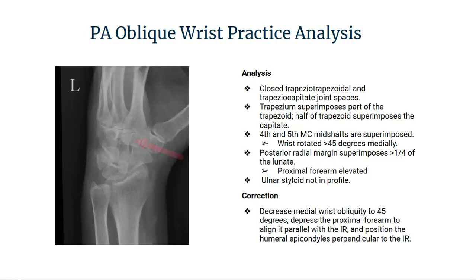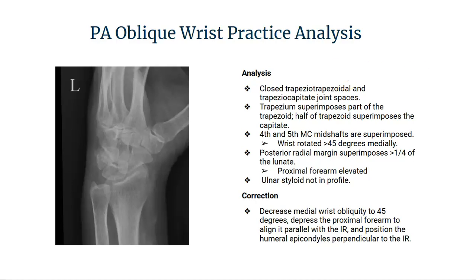Looking at the metacarpals, the midshafts of the fourth and fifth metacarpals are superimposed, which shouldn't happen if the obliquity is correct. Additionally, the posterior radial margin is overlapping more than 1/4 of the lunate, indicating that the proximal forearm wasn't aligned parallel with the image receptor. Lastly, if you take a look at the ulnar styloid, it is not in profile.